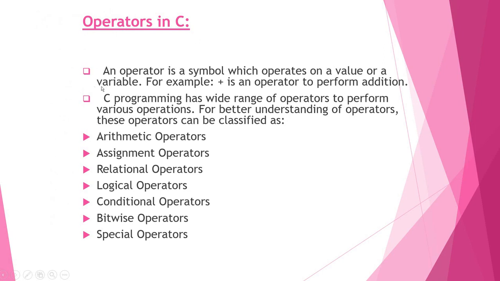Now is operators in C. An operator is a symbol which operates on a value or a variable. For example, plus is an operator to perform additions. C programming has a wide range of operators to perform various operations. Here are some operators: arithmetic operators, assignment operators, relational operators, logical operators, conditional operators, bitwise operators, and special operators.